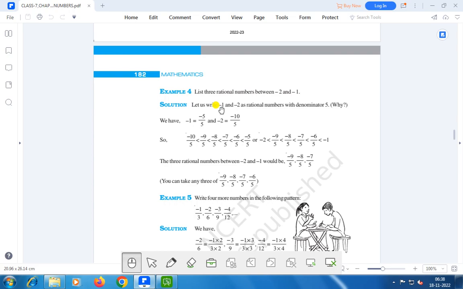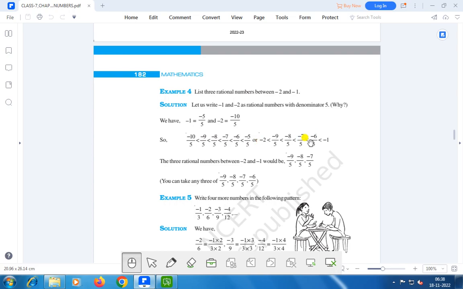Let us write minus 1 and minus 2 as rational numbers with denominator 5. For example, minus 1 is equal to minus 5 by 5 and minus 2 is equal to minus 10 by 5. Therefore, minus 10 by 5 is less than minus 9 by 5, minus 9 by 5 is less than minus 8 by 5, minus 8 by 5 is less than minus 7 by 5, minus 7 by 5 is less than minus 6 by 5, and minus 6 by 5 is less than minus 5 by 5. Right?